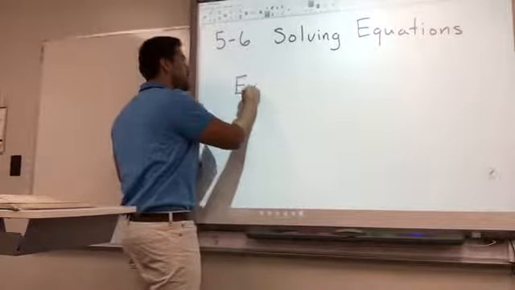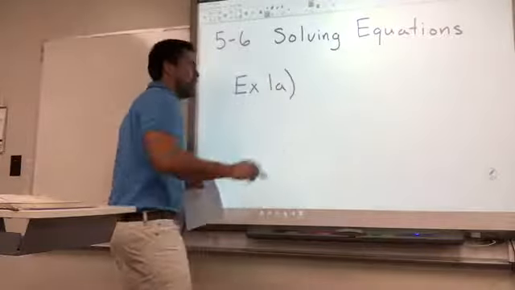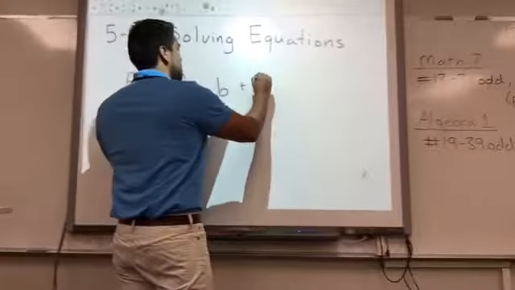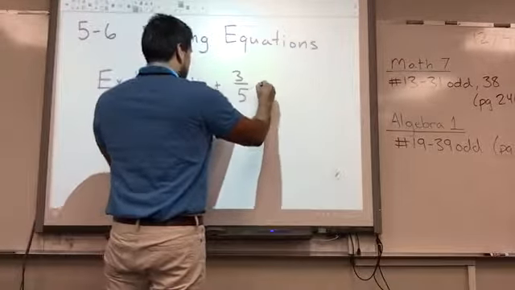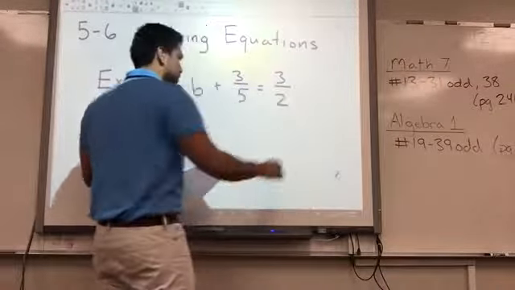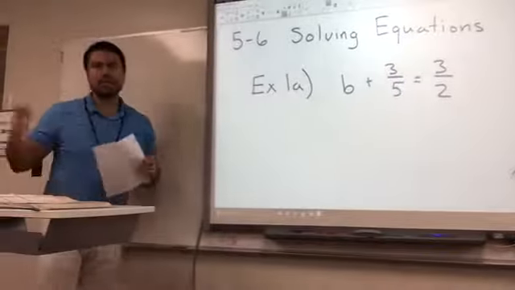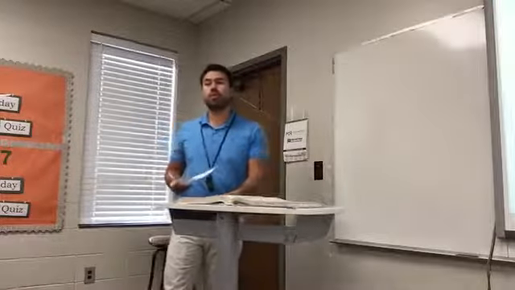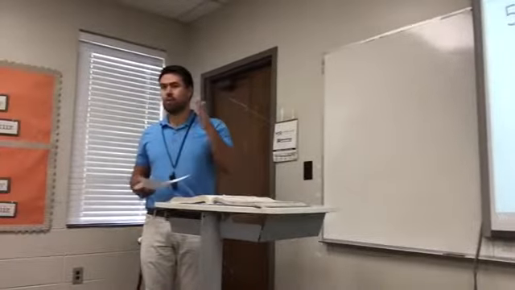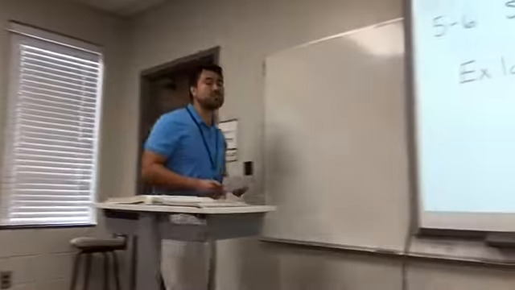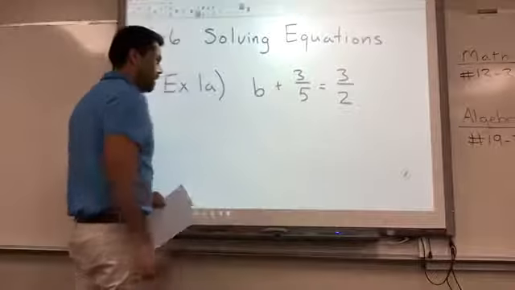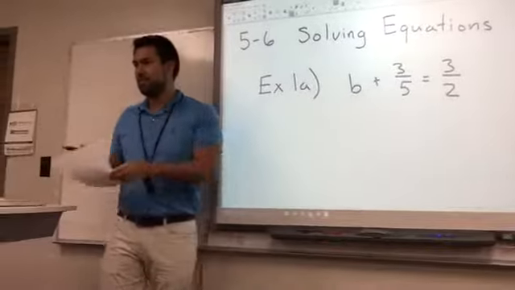So we're going to get right into example 1a. And this one is b plus 3/5 equals 3/2. All right, is this an equation? Yes, because it has an equal sign. Therefore, you can apply any of the properties of equality, okay? Which means you have to use those to solve for what letter? B. All right, I want to find out what that is.